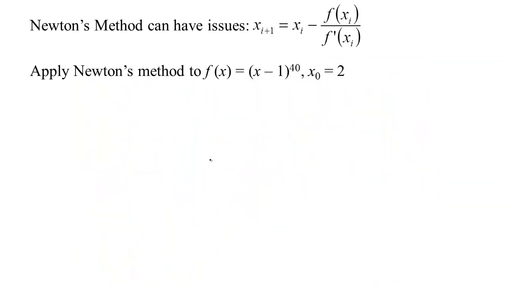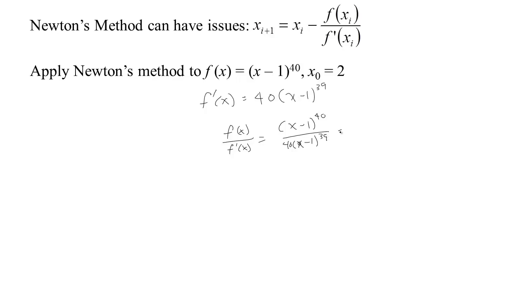Another thing that happened is that Newton's method might converge very, very slowly. So here's an example. Let's figure out what Newton's method says. We need to calculate the derivative, which would be 40 times (x minus 1) to the 39. So f of x divided by f prime of x is going to be (x minus 1) to the 40th over 40 times (x minus 1) to the 39th. That's going to be 1/40th of (x minus 1).